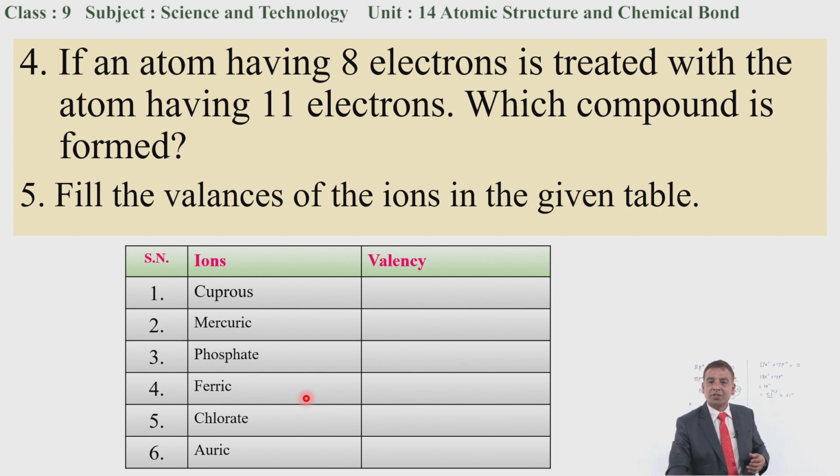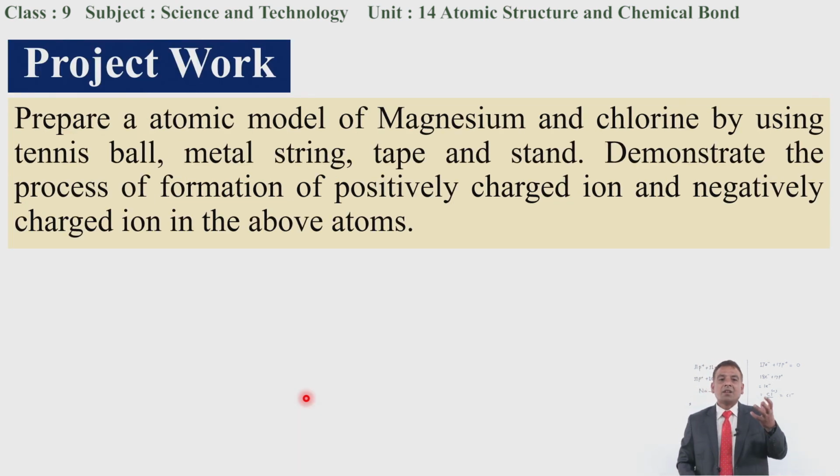Now I'm giving one project work for you. You should prepare an atomic model of magnesium and chlorine by using a tennis ball, metal string, tape, and stand. Take these materials and try to make the atomic model of magnesium and chlorine, then demonstrate the process of formation of the positively charged ion and negatively charged ion. When magnesium reacts with chlorine, how does the electron of the magnesium shift towards the chlorine? Please try to make a general explanation on your chart.